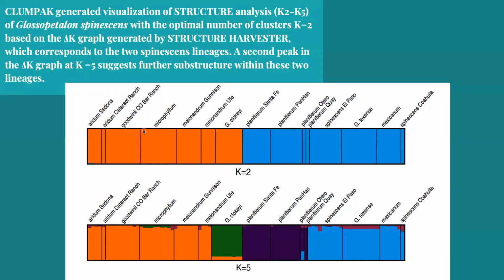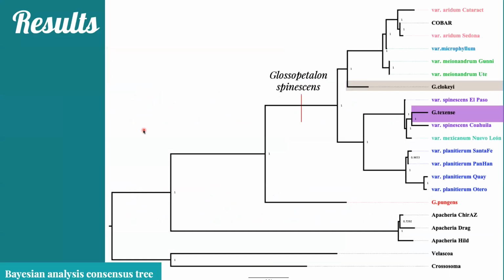We'll skip this. This just shows that it supports the same thing. Okay, so we talked about having 4 species. We had spinescens, this is that really widespread one. We had pungens, which people thought was a part of Peteria. And then we had clokeyi and we had texense.